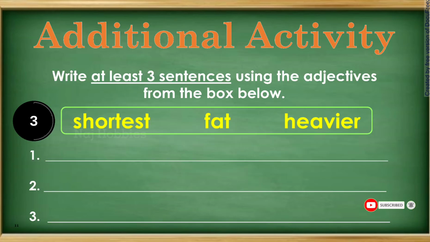For your additional activity, write at least 3 sentences using the adjectives from the box below. Shortest, fat, heavier. You are given 5 minutes to do this.